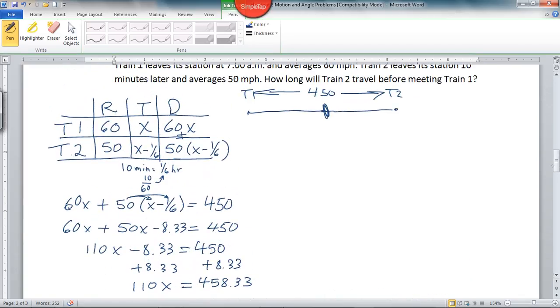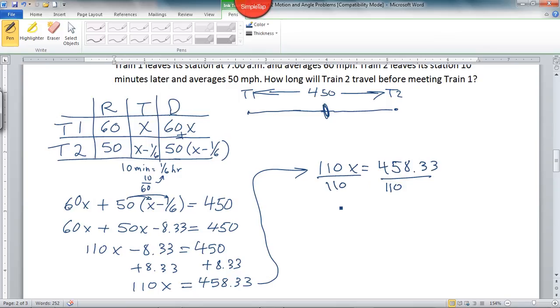Let's move our work up a little bit here. So we got 110x equals 458.33. I'm going to divide by 110 and get my x. That's going to be about 4.17. And again, x is the time, so that's in hours.